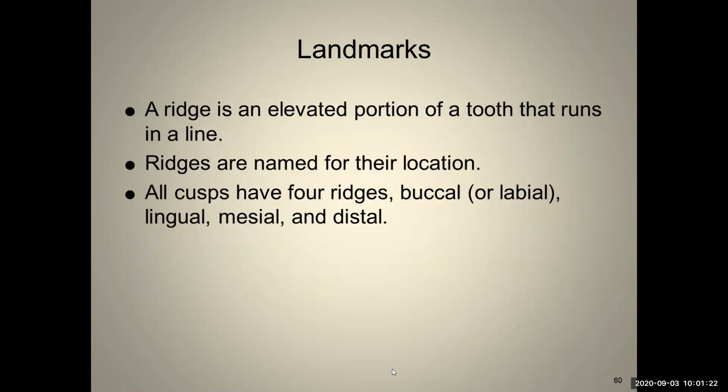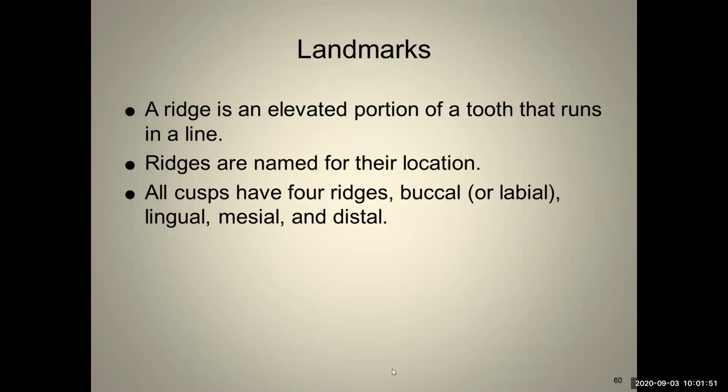Then we have a ridge. A ridge is an elevated portion of the tooth that runs in a line. Think about a mountain ridge. A ridge is also named for its location. That's what sort of makes oral anatomy easy, because if you can take the word apart, you can identify the location of what we're talking about.